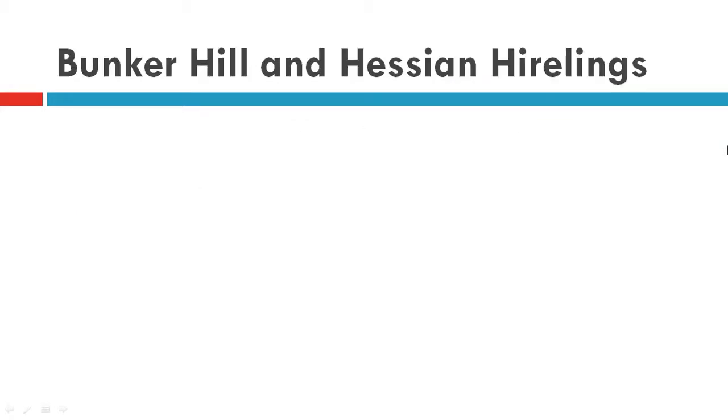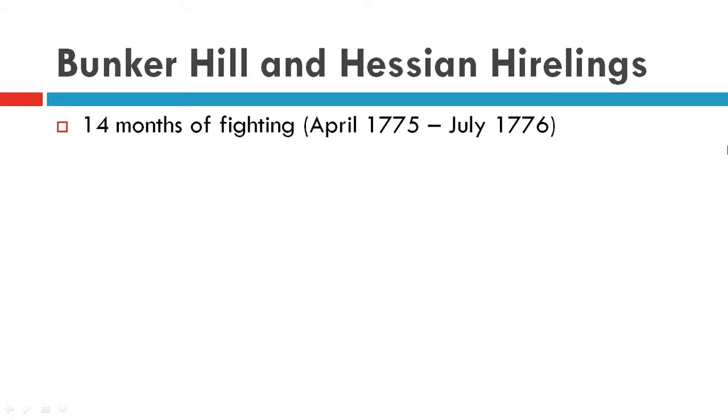Sometimes we lose track of chronology. Now, I like timelines a lot to help keep that in order, but keep in mind that before the Declaration of Independence, we had about 14 months of fighting where Americans are emphatically trying to resolve the conflict with England, while at the same time they're fighting in the field.